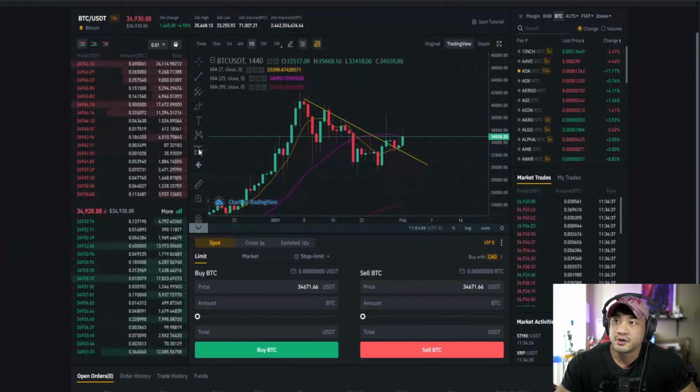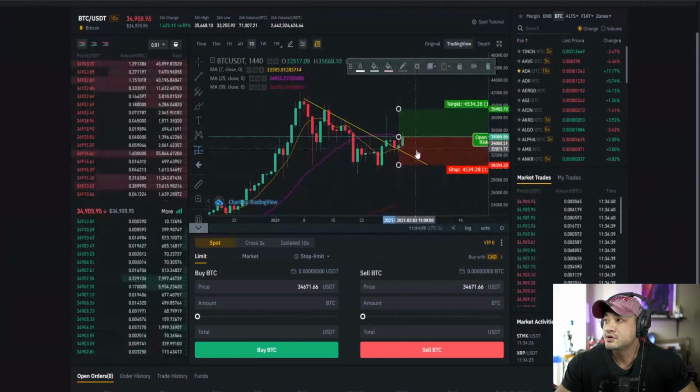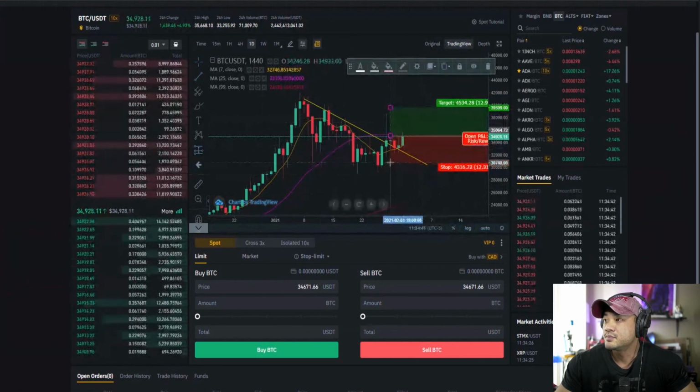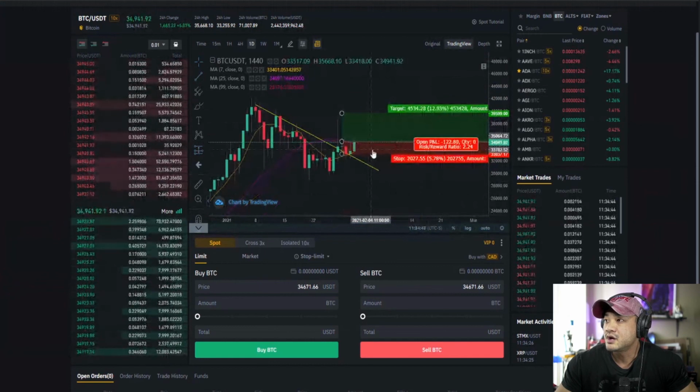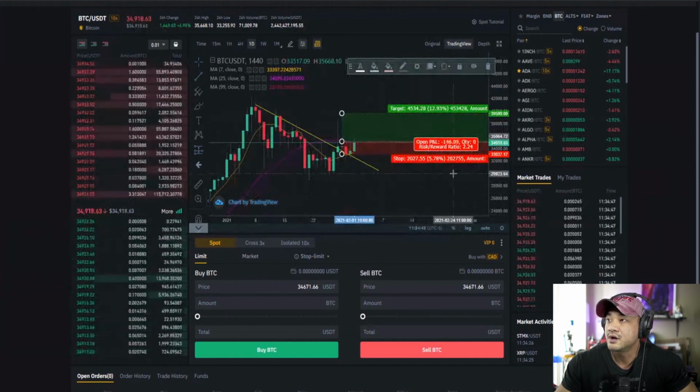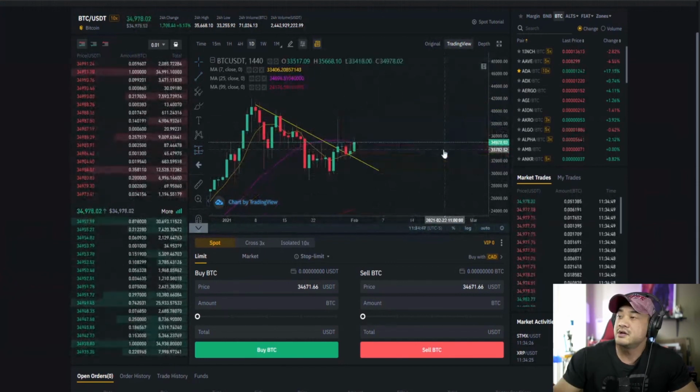There's a lot of things you can explore here. You can explore your profit and loss. If you were to short Bitcoin here, or if you were to buy Bitcoin here and you set a stop here, you can set your stop in profit and loss and stuff like that. So it's a very, very nice tool.